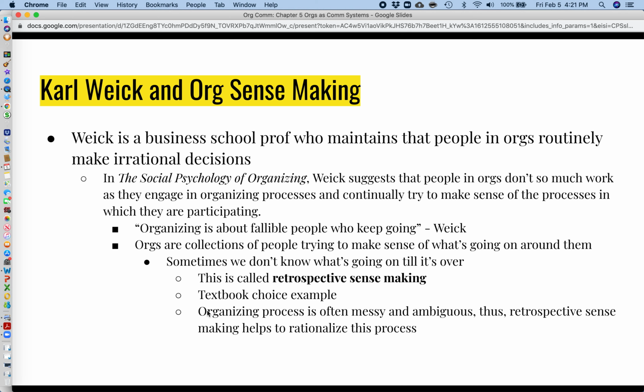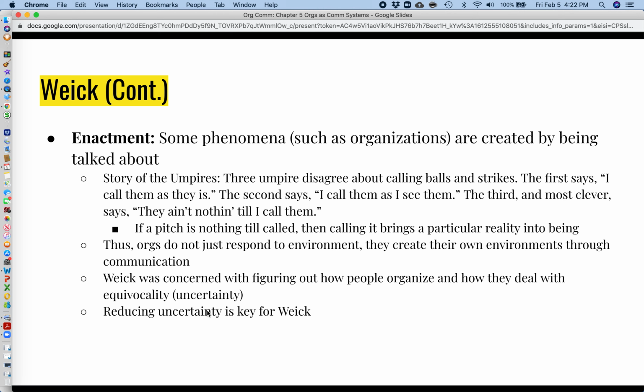Indeed, sometimes we choose textbooks because the people send them to us for free, and we're like, oh, look at this, it's a pretty good one. Or because the rep from the book company takes you out to lunch, right? I mean, there are all kinds of reasons that people do things. And as a result, Weick is saying, listen, the organizing process is messy, it's ambiguous, and so sometimes we just look back on it and say, oh yeah, now that I've already picked it, and then we rationalize it, right? We rationalize our decisions, and that's how organizations work a lot of the time.